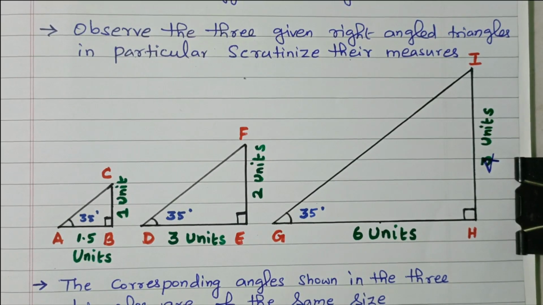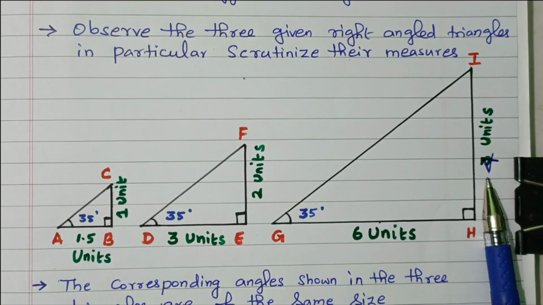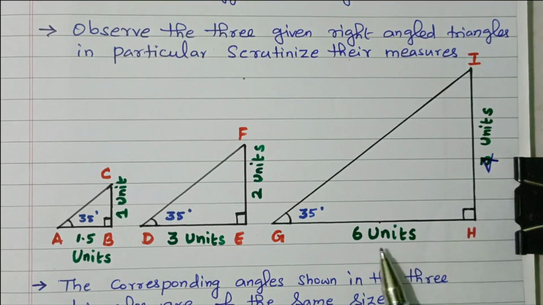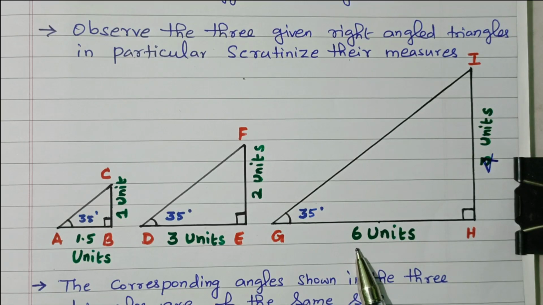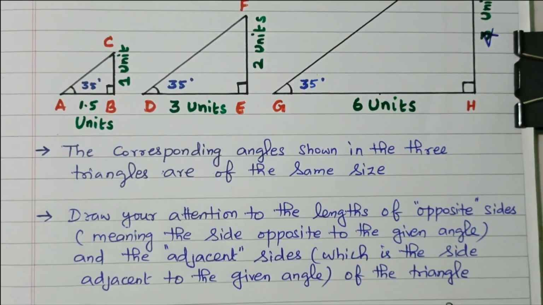So we observe that the angles are equal, and while finding the ratio of opposite side by adjacent side, we got the same value, a ratio of 0.7. If it is not 3 units but 4 units, then 4 divided by 6 is also around 0.7. Now we'll see the description of what we discussed.